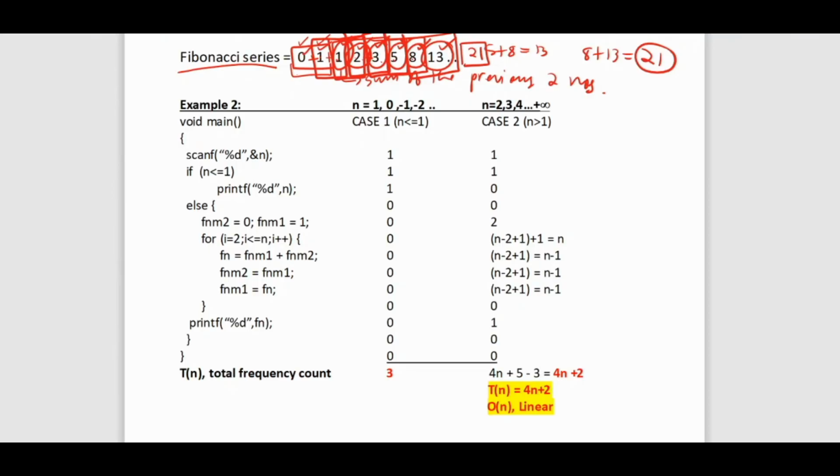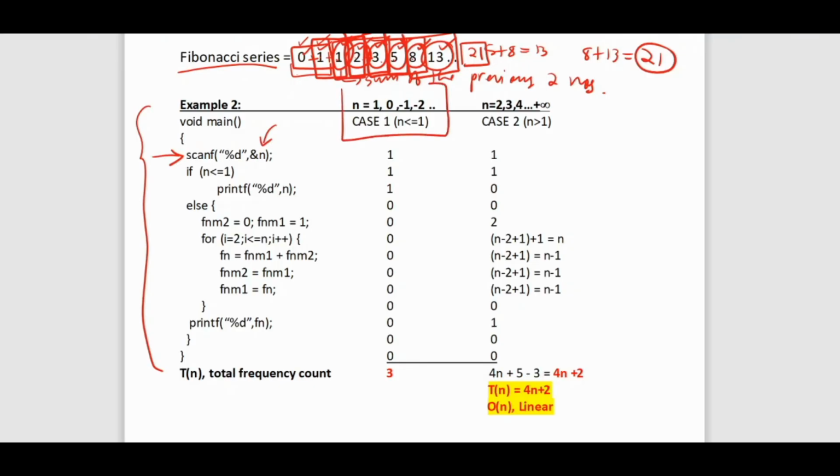We have here the code or the program that computes this series of numbers. This program is written in C programming language, and it starts with this statement, the scanf, which asks the user to input the value of n, or how many numbers in the series it should generate. Now, we have two cases.